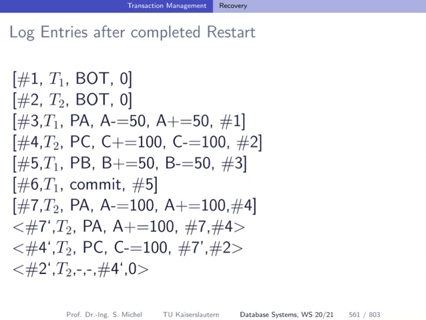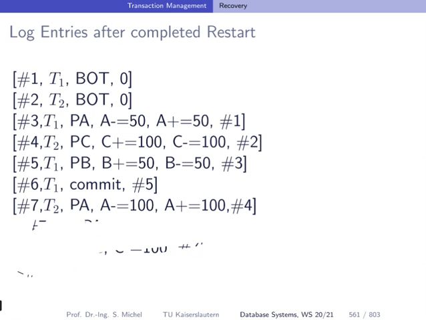So here's a depiction of a log after the complete restart. Complete restart means that before we have created the log, it looked like this. So like this. And then we started and we found out in our analysis phase that transaction 1 was committed, transaction 2 not, so transaction 2 is a loser.